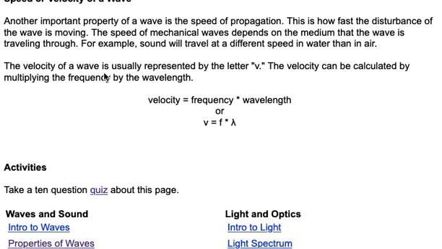The velocity of a wave is usually represented by the letter V. The velocity can be calculated by multiplying the frequency by the wavelength. So velocity equals frequency times wavelength, or V equals f times lambda. All right, you got it.